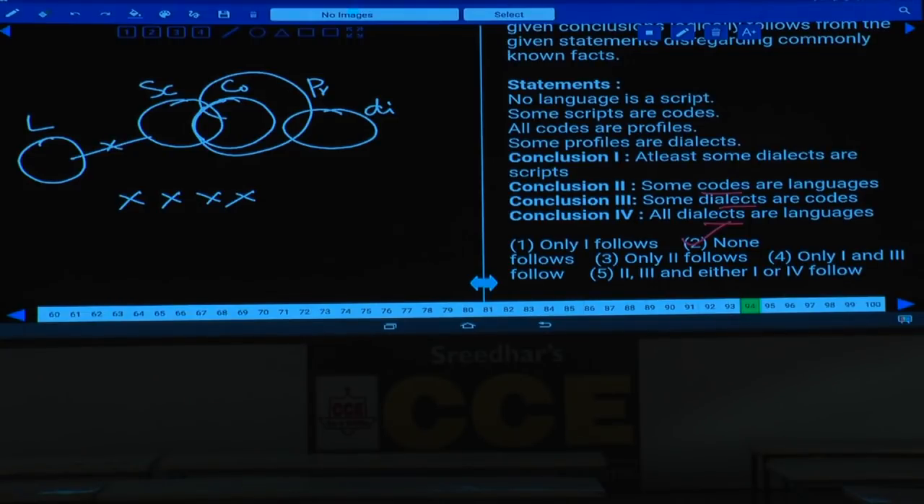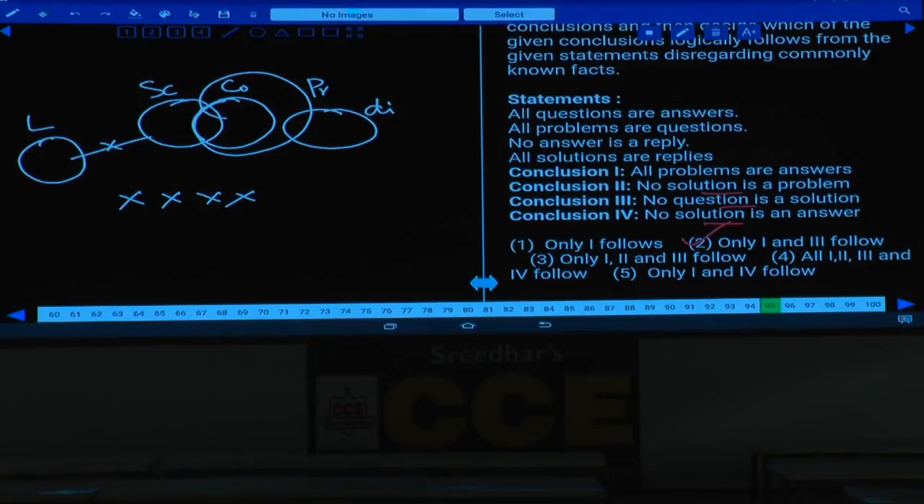Isn't it? And this is about question number 94. Yes, 94, what is the answer here? Now some dialects are skipped. Are you getting the answer or not? None follows is the answer, choice 2. Clear? Then what about 95?